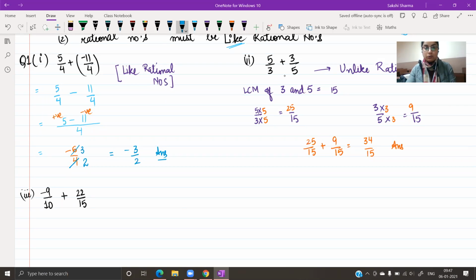By looking at these two rational numbers, what I observe is the denominators are different and I want to make the denominators same. So I'm going to start with the LCM of 10 and 15. Please take your time to find out the LCM. I'm using the method of division by common factors.